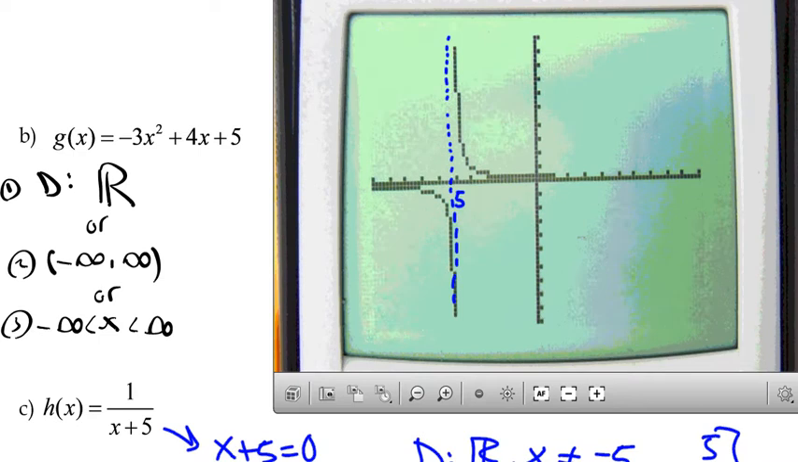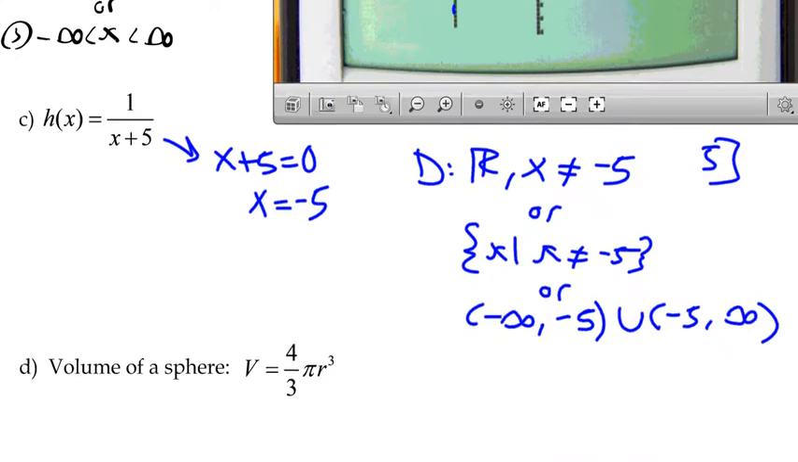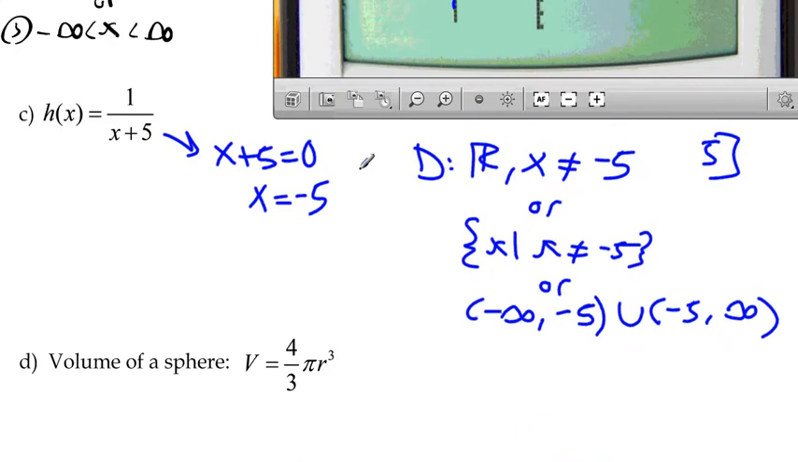So this is why the graph goes forever to the right. It goes forever to the left, but there's one point that you can't use on the x-axis, and that is 5, or I'm sorry, -5, and so that's why the domain is all real numbers except where x is -5.